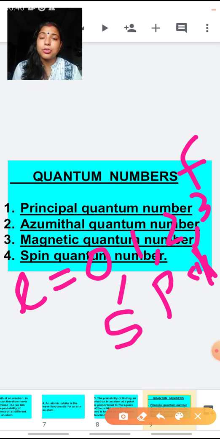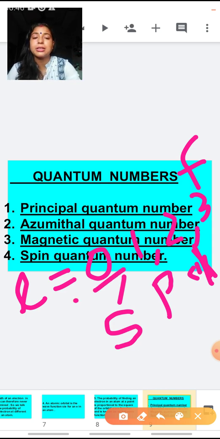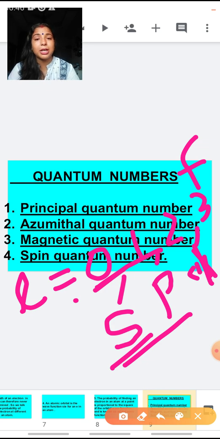Now, you can also say that each shell consists of one or more subshells or sublevels. The number of subshells in a principal shell is equal to the value of n. For example, for the first shell, n is equal to 1. There is only one subshell, that is l is equal to 0. If the value of n is 1, l will be equal to 0 only. That means only one subshell is there, that is s. If the value of n is 2, then two subshells are there, 0 and 1, that is s and p. So what is the azimuthal quantum number actually telling you? About the subshells.